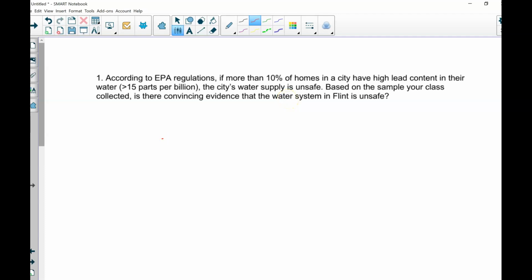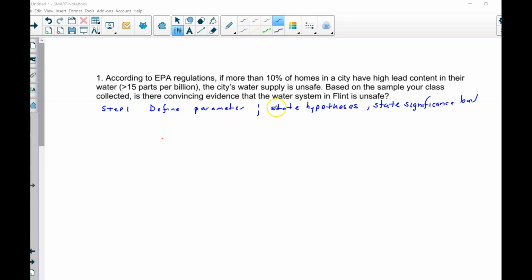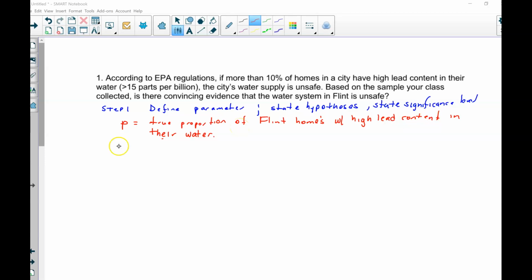So we're going to use a 4-step process, and step 1 is to define the parameter, state hypotheses, and state the significance level. So the parameter would be p, and that represents the true proportion of Flint homes with high lead content in their water.